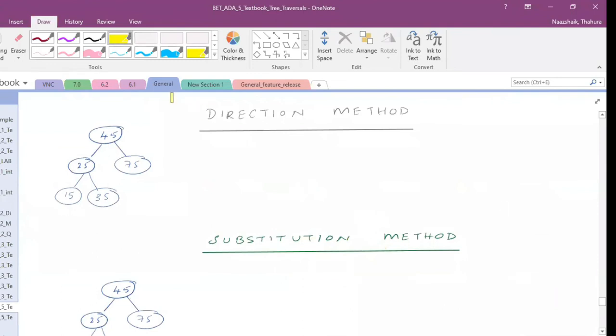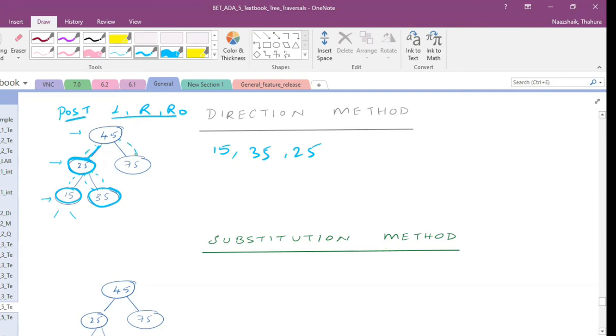We'll do one more example here of post-order traversal. Post is left, right, and root. So look at the direction method: go here, go here, go here. There's no left, no right. I print this root. Then go up. Left is done. I need to go to the right and print this. Then I go back, so now I can print the root. So left done. Now I need to go to the right, print this. So left done, right done, so I can print the root.